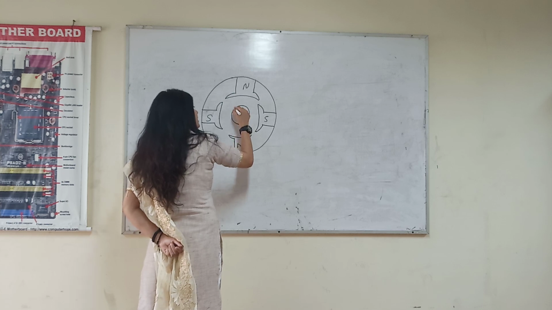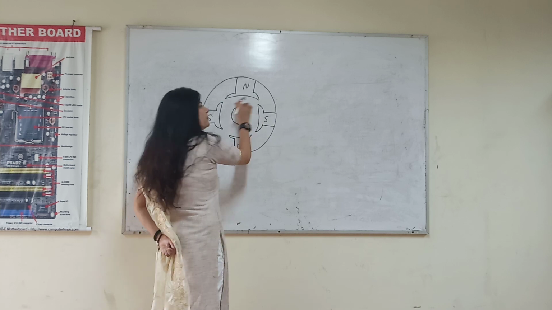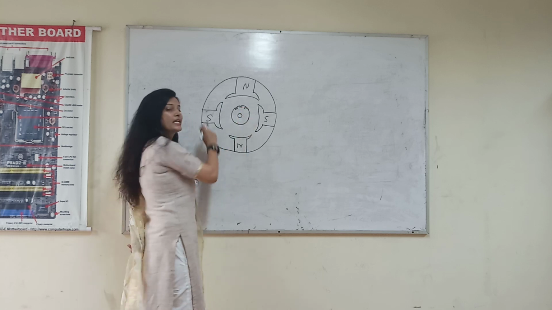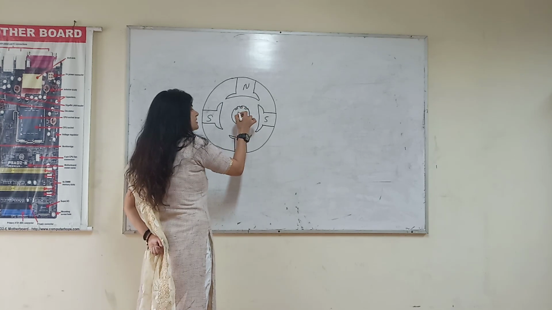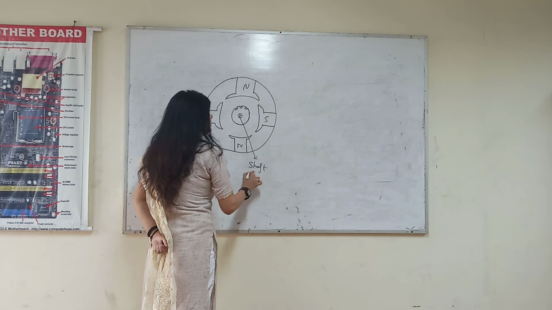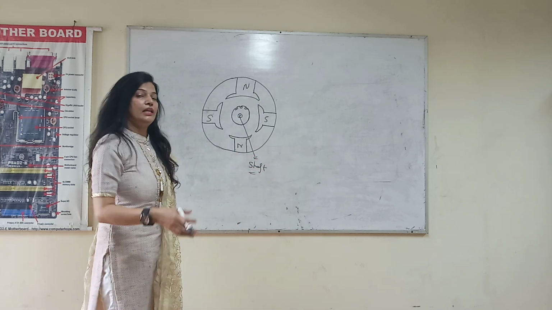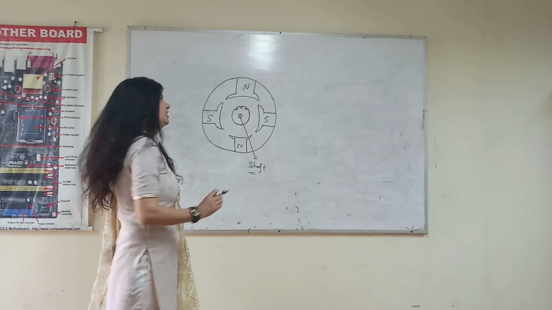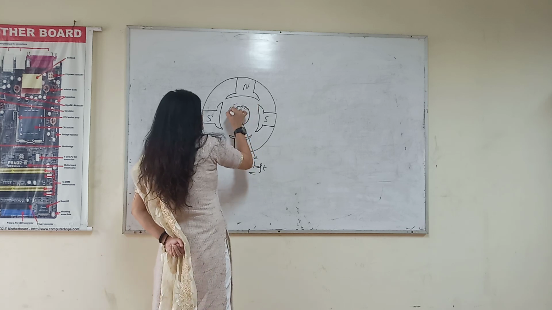In the armature, there are slots in which conductors are placed. In the whole periphery of the armature, the conductors are placed like this. This is the shaft. So in case of a DC machine, when it is working as a motor, what do we do? We apply supply over here.